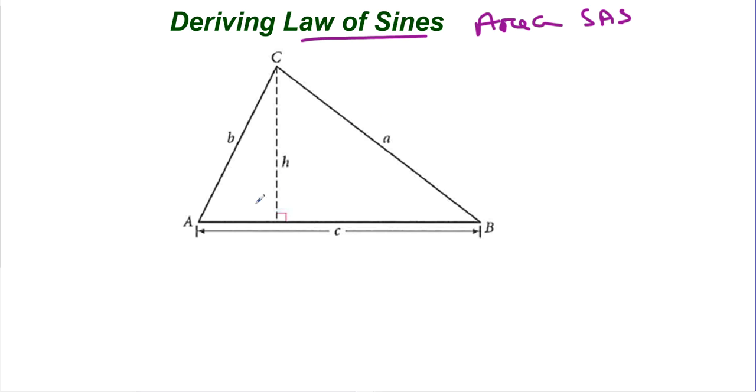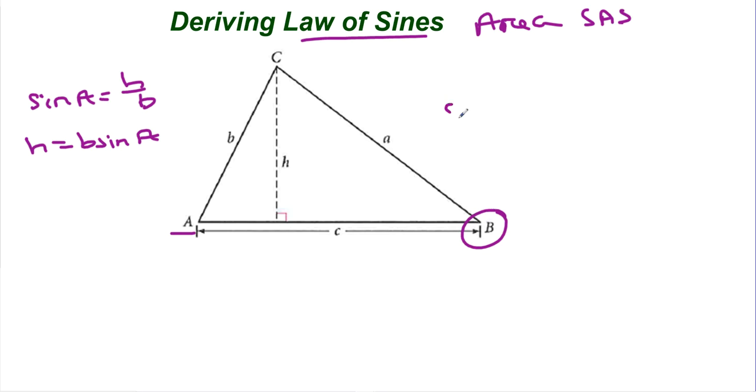If we have sine of A, here's A, it's h over b. So sine of A is equal to h over b, okay? Now let's go ahead and solve for h. So we're going to multiply by b. So h is equal to b sine of A. All right.